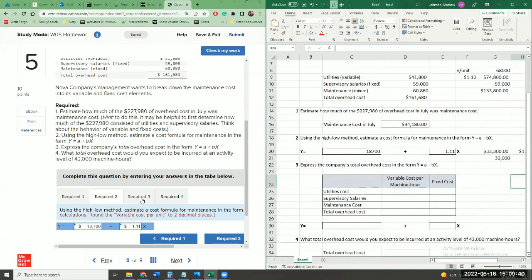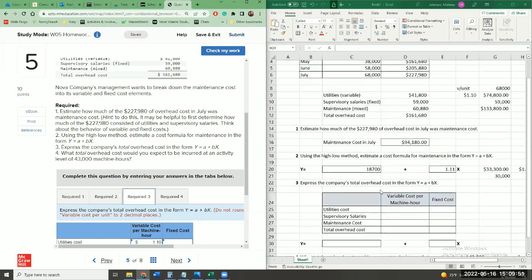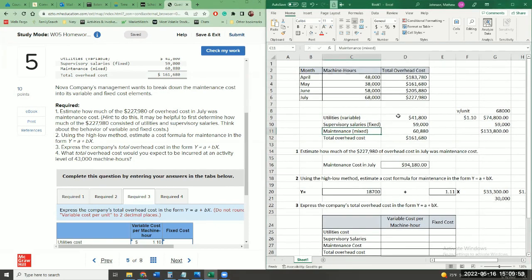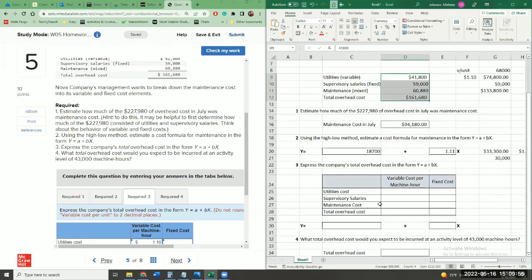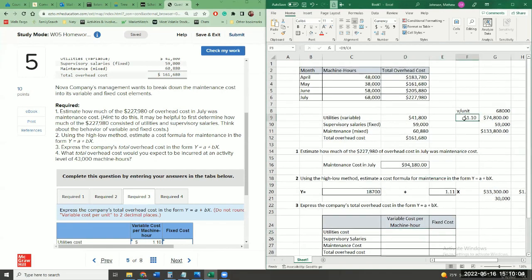Okay, now requirement 3, express the company's total overhead cost in the form of Y equals A plus BX. So now we're not working only with the maintenance cost, we're doing everything, all the total overhead. So utilities cost, we know that it's just a variable cost. It doesn't have a fixed part. And we already found that it's $1.10 per machine hour. So we're just going to copy that.